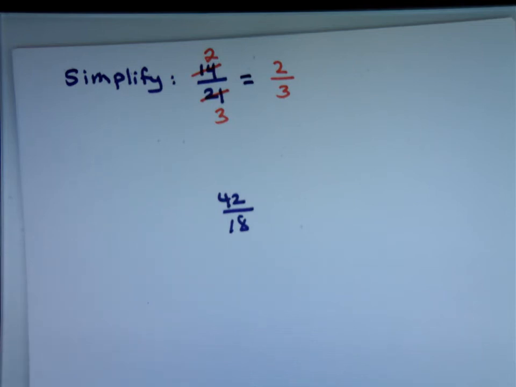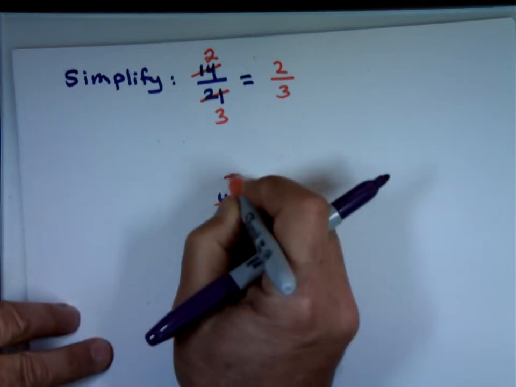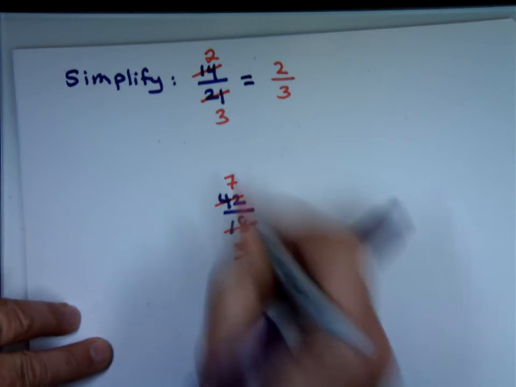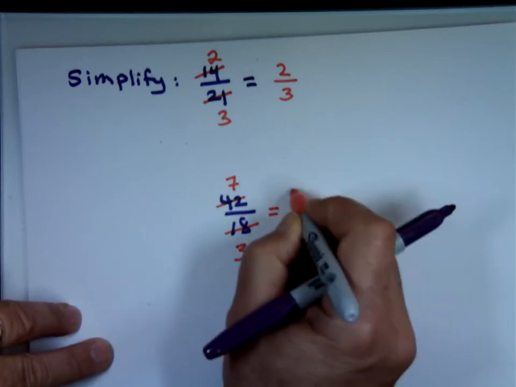(42 over 18). Both are divisible by what? 6. Okay. By 6, this is 7. By 6, this is 3. Can I simplify it more? Yeah. To what?